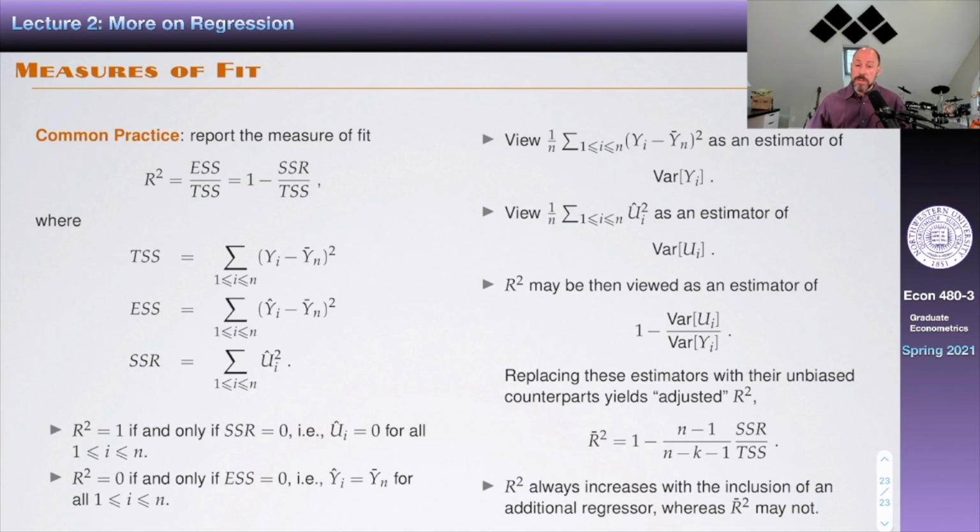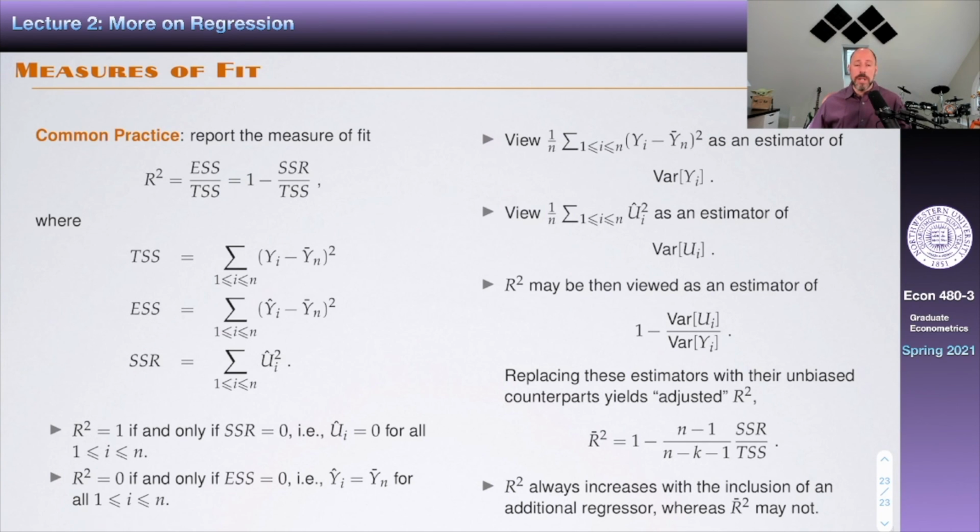And so when you look at things this way, instead of using these estimators with 1 over n and 1 over n over here, you use their unbiased counterparts, that will be 1 over n minus 1, and here 1 over n minus k minus 1. Then you just write it like this, and this is known as the adjusted R squared. And the adjusted R squared has the property that whereas the R squared always increases when you add more regressors, the adjusted R squared may not.